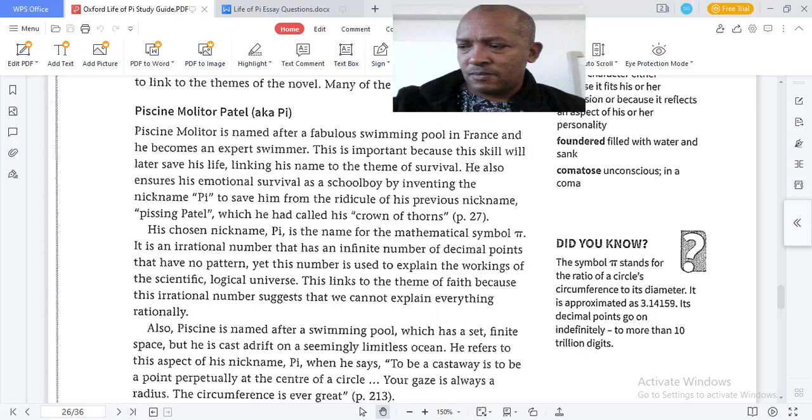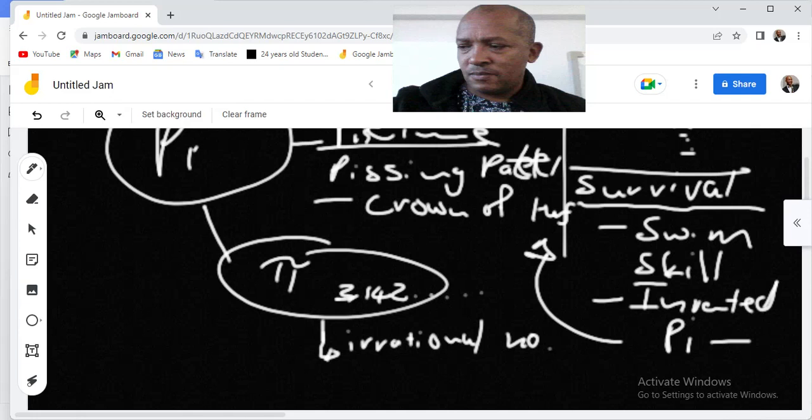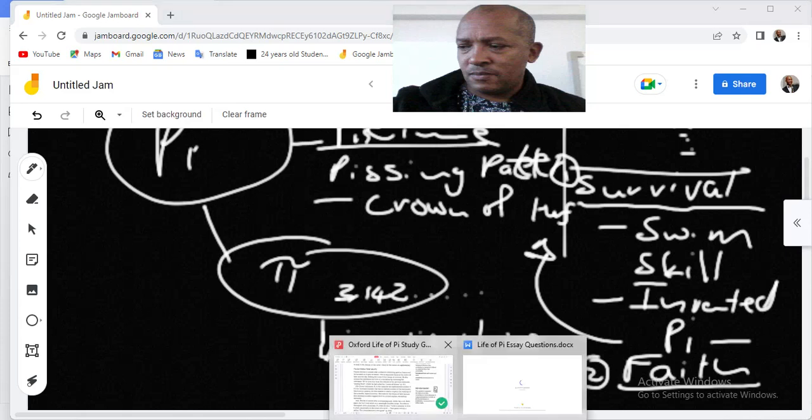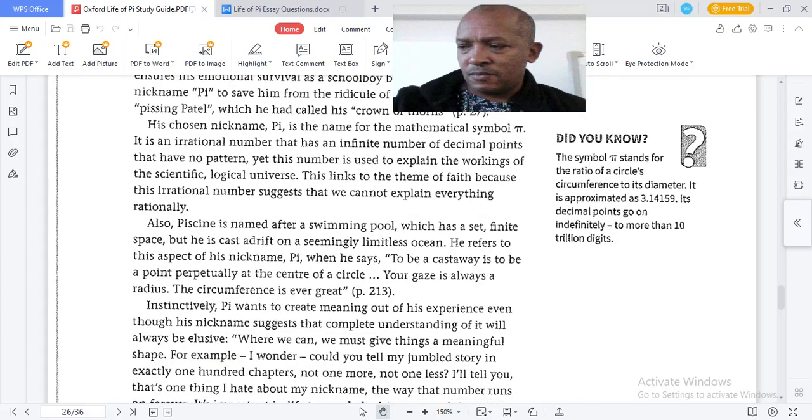Another theme. Let's go back to the list we made for themes. So our first theme was survival. Another theme, let's go here. Faith. If we're going to be discussing themes. Let's move on. Oh, it also means you cannot explain everything rationally, because it's an infinite irrational number. You cannot explain everything rationally, and that links to the theme of faith.